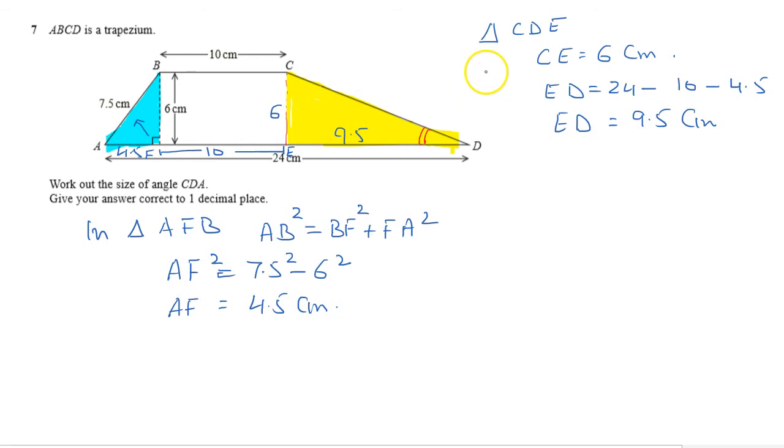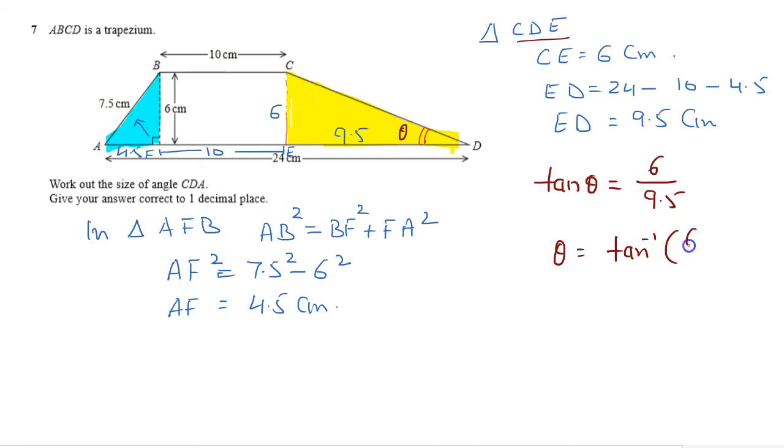So we have to find which angle? This angle. So we can say that in the same triangle CDE, let's say tan theta is equal to 6 over 9.5. So theta is equal to tan inverse 6 over 9.5. So theta is equal to 32.27.